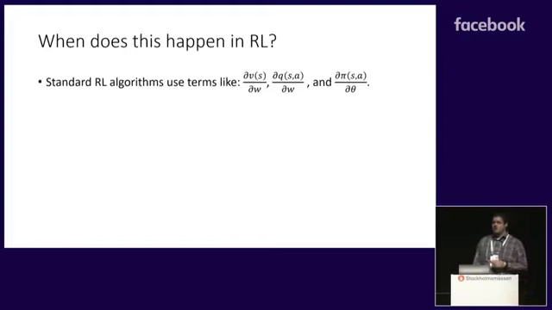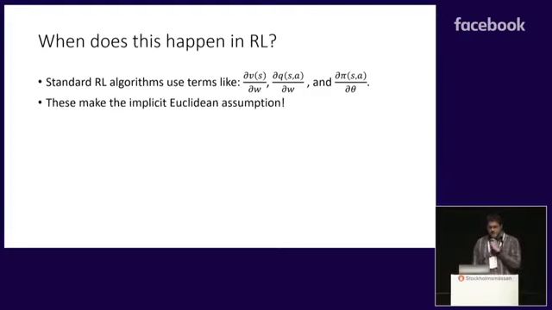So when does this happen in RL? This is the RL track, and so far I haven't really mentioned RL that much. So standard RL algorithms use terms like the derivative of your value function, your Q function, or your policy with respect to their parameters. These are making that implicit Euclidean assumption. Is this good? Is this bad?